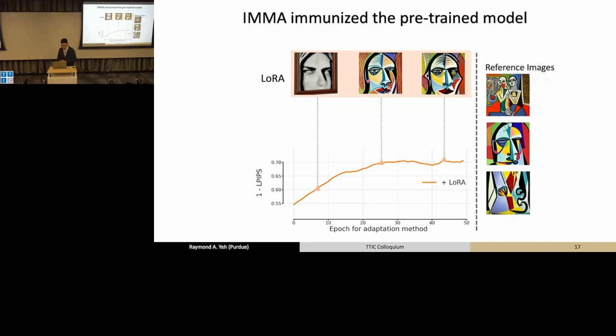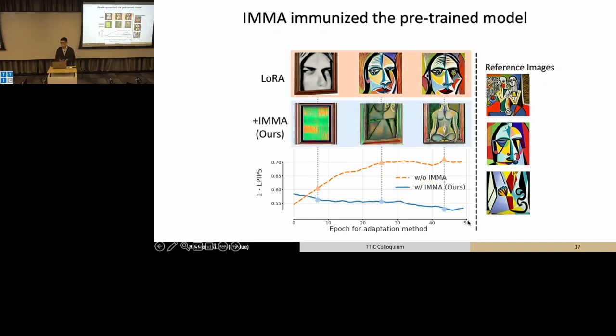Here I'm showing the reference image, where we want to essentially clone the artist style of Picasso. And we apply LoRA. On the x-axis, we're showing the number of epochs of the adaptation method. As you can see, for 1 minus LPIPS, higher means more similar in human perception to the input images. As you train, the performance gets better. And if you initialize the model using a pre-trained model that has IMMA applied, what you can see is that across the number of epochs, the performance does not improve much. You can see it's even going a little bit lower in terms of LPIPS. And here are the corresponding quality differences that you can see. SGR really measures the gap at a fixed epoch between the model with IMMA and the one without IMMA. So that tells you the quality gap.